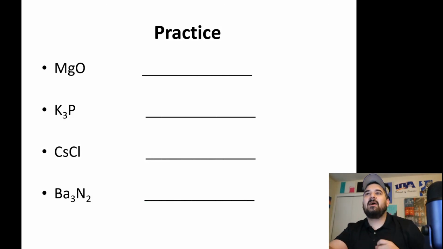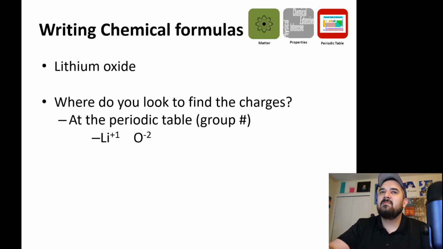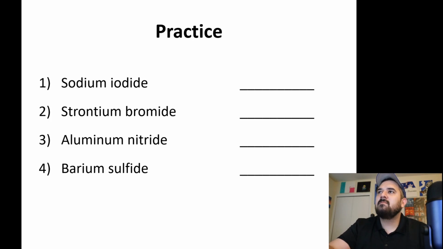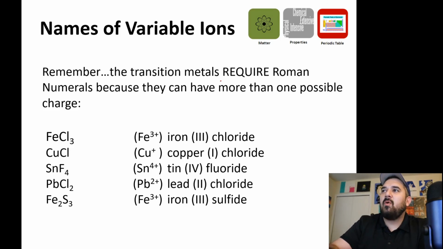Now let's talk about some new stuff. Not really new stuff. All right, so the names of variable ions. Just remember that they're going to require the Roman numerals. So if you don't write the Roman numerals, then we don't know how many of each element there is because of the variable ions.